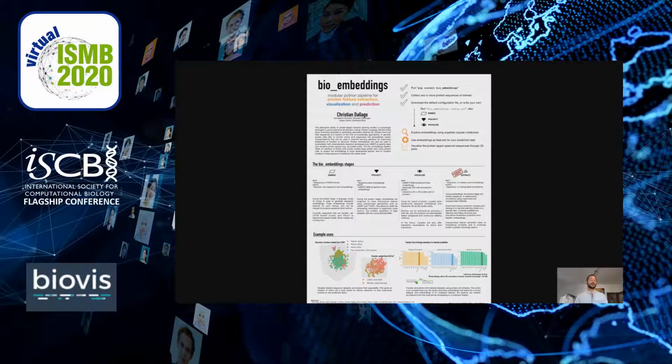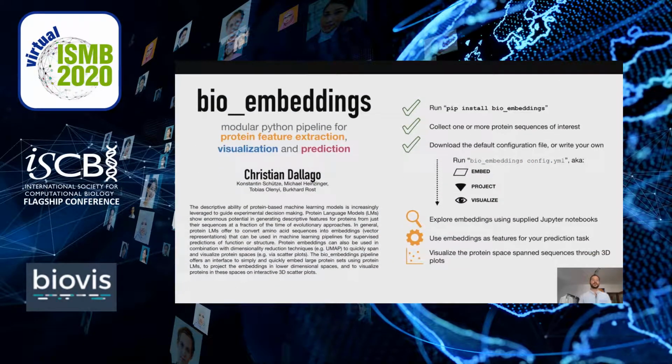I am at the Lab at the Technical University of Munich, and today I'm going to talk to you about bioembeddings. Bioembeddings is a modular Python pipeline for protein feature extraction, visualization, and prediction. We extract features using language models, which are generally used for natural language processing approaches, like to translate from one language into another one. Over the last year and a half, and even more, in protein bioinformatics, language models have been used for various purposes.